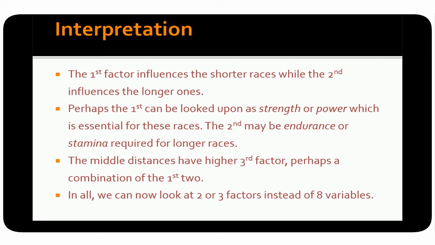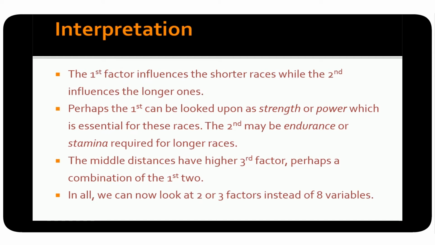So, these two factors clearly distinguish that the first races, the shorter ones, form one category requiring a different type of factor, whereas the last races form another category requiring a completely different type of factor.